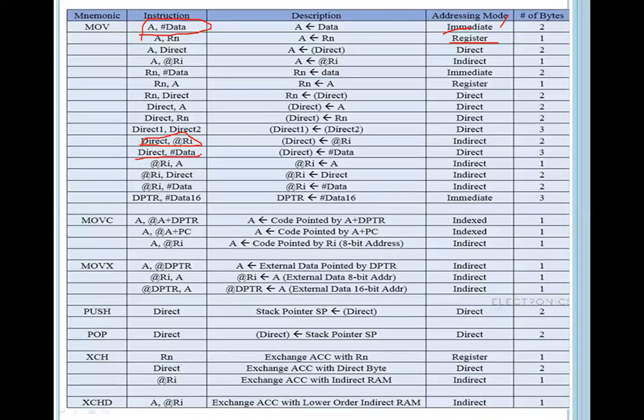Again, this is the direct addressing mode. Just discuss this one also: MOV direct, #data. This is the immediate addressing mode. This is direct, but the source is immediate addressing mode. Directly you have to transfer data to that location. Okay.